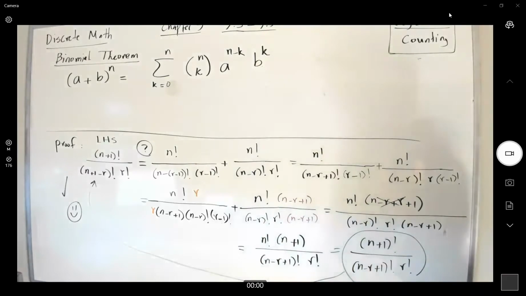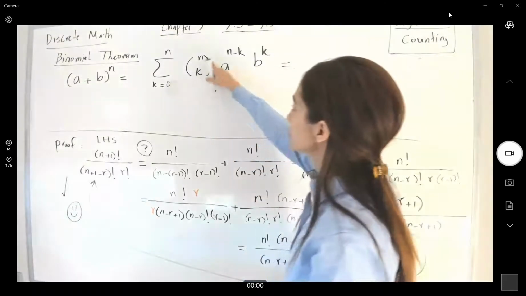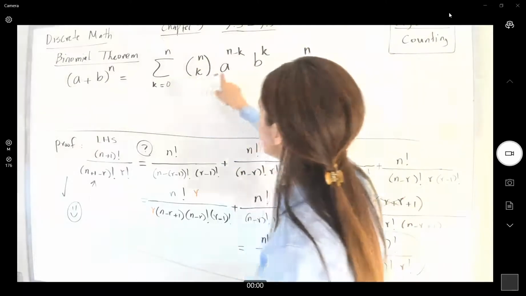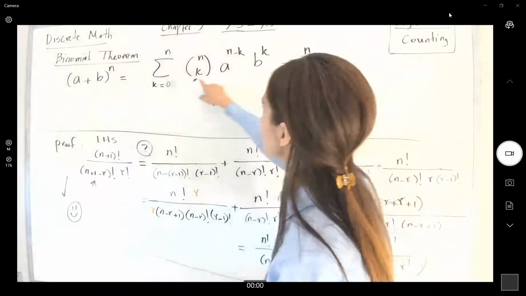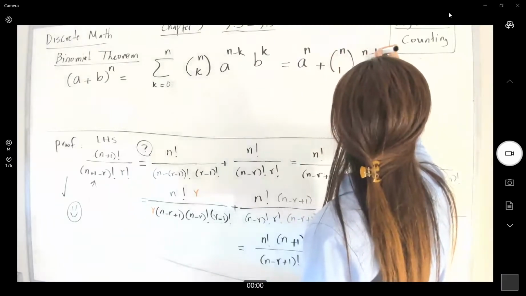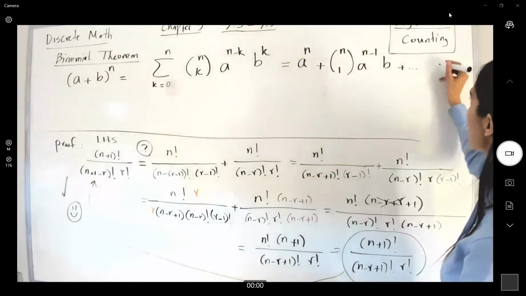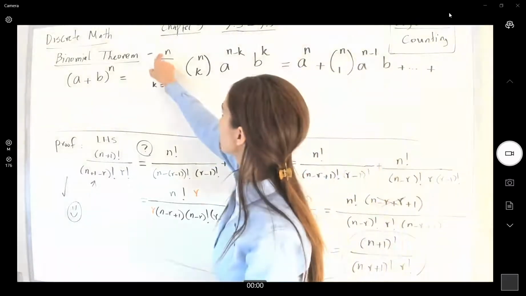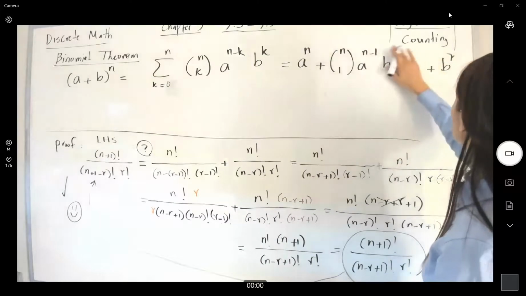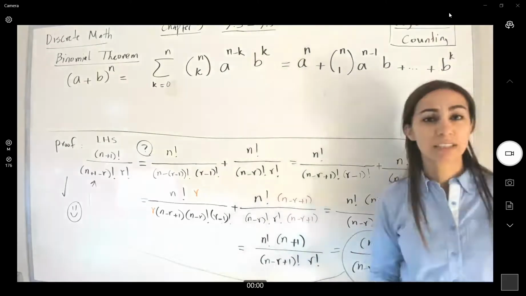Well, the expression is going to be: if k is equal to 0, we get a raised to n. Plus, if k is equal to 1, we get 1 out of n, a raised to n minus 1, b to the first power, and you continue this process. And finally, when k is equal to n, we get b to the n. Have I seen this before?